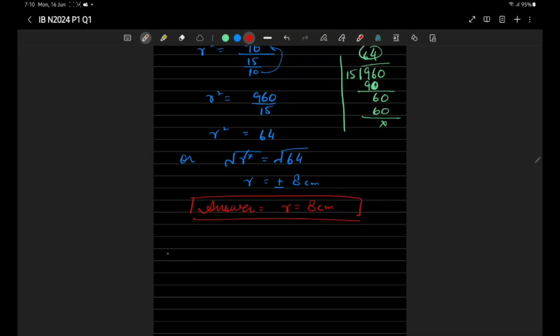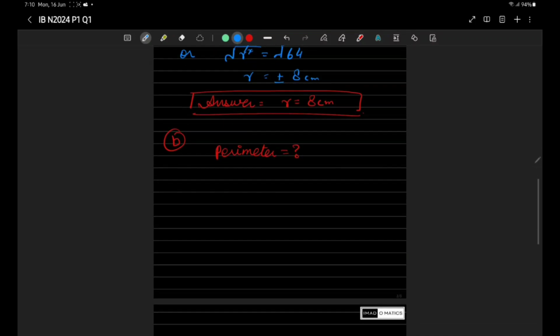Okay. Now, part B. In part B, we have to find the perimeter. For perimeter, we have the formula P is equal to 2R plus arc length. The arc length formula is R theta. Now, putting values, P is equal to 2 into 8 plus 8 into 1.5.